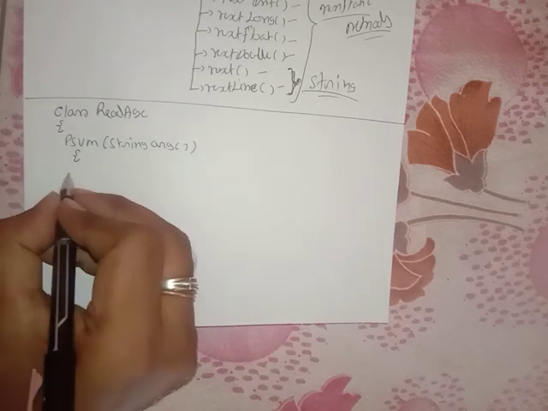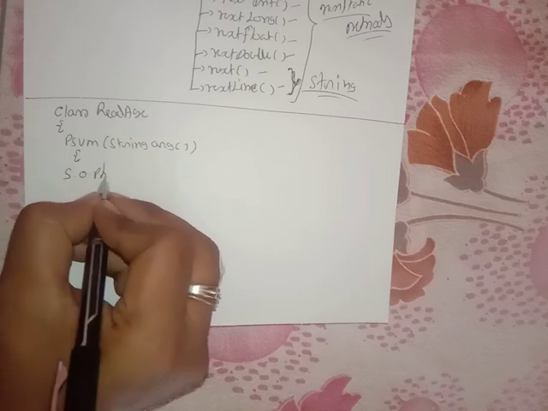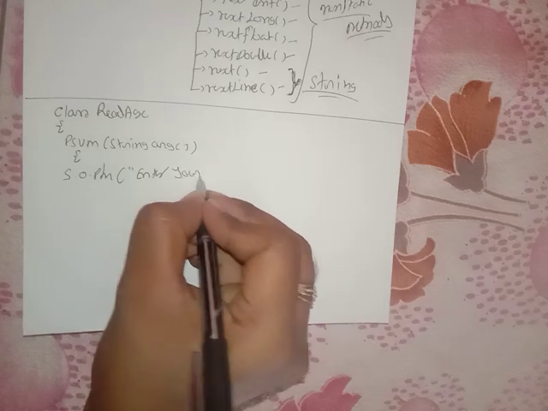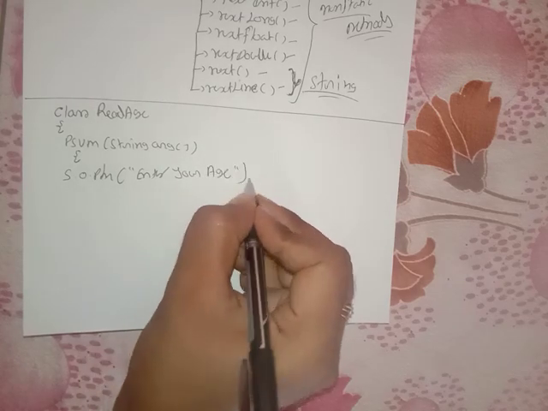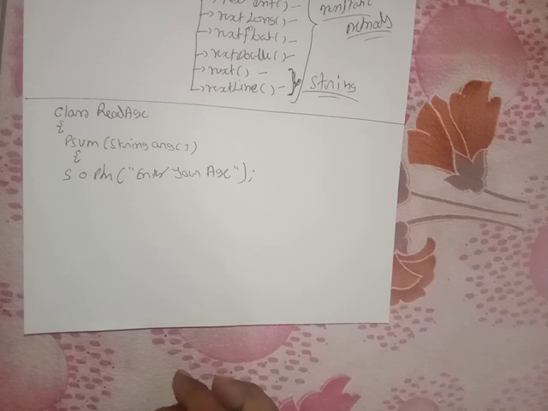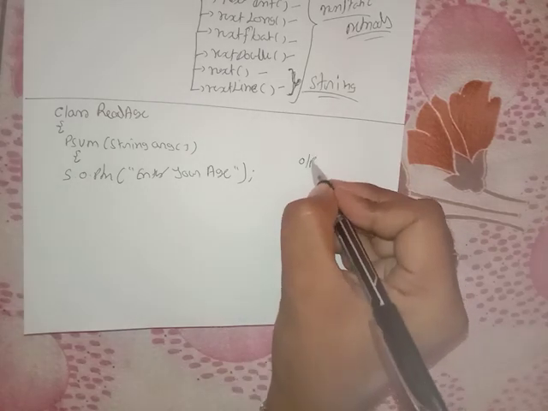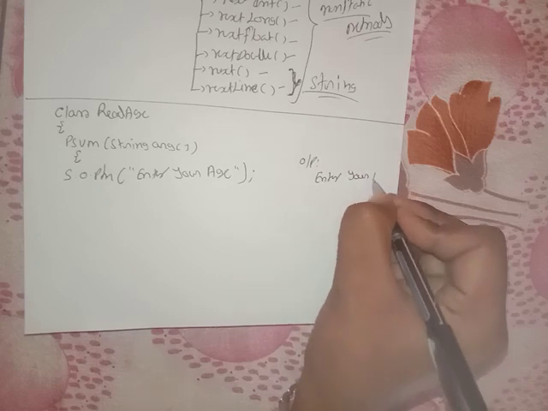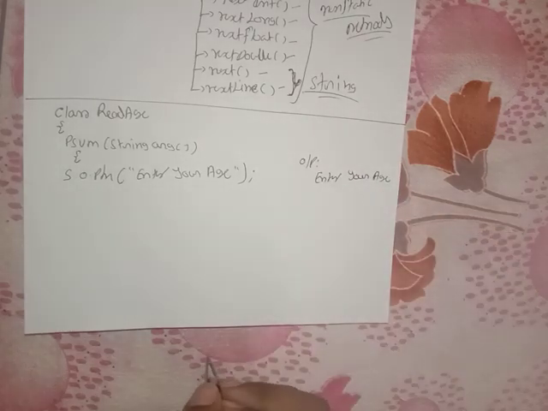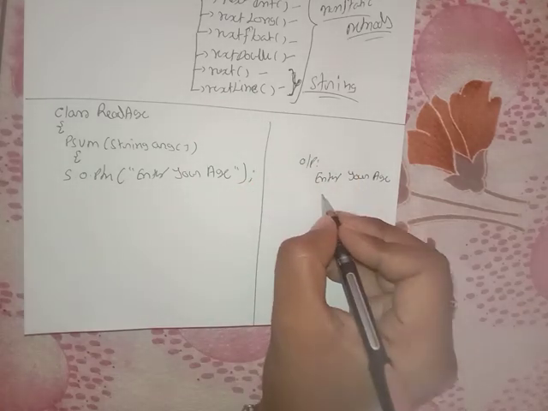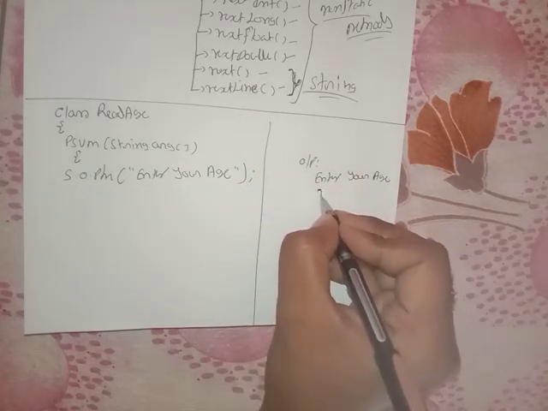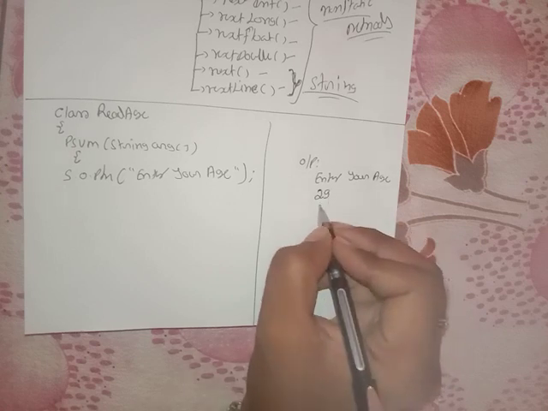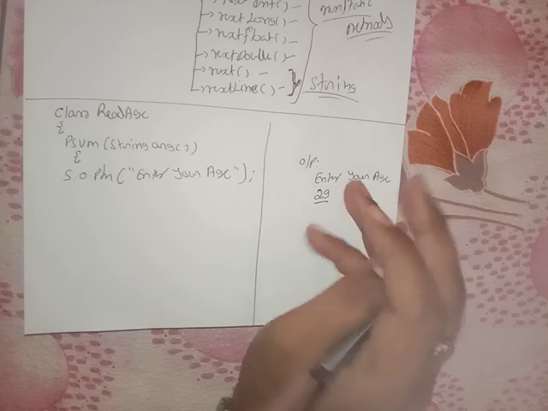So first I want to ask the user to enter your age. When I run this program, the output is displayed like this: enter your age. At that time, I am pressing 29 from the keyboard. When I press 29, this should be read in my program.